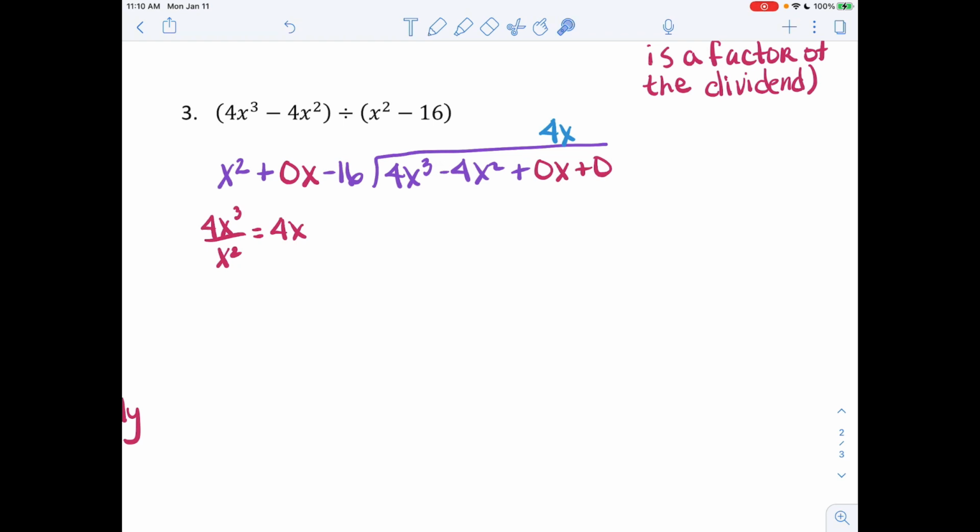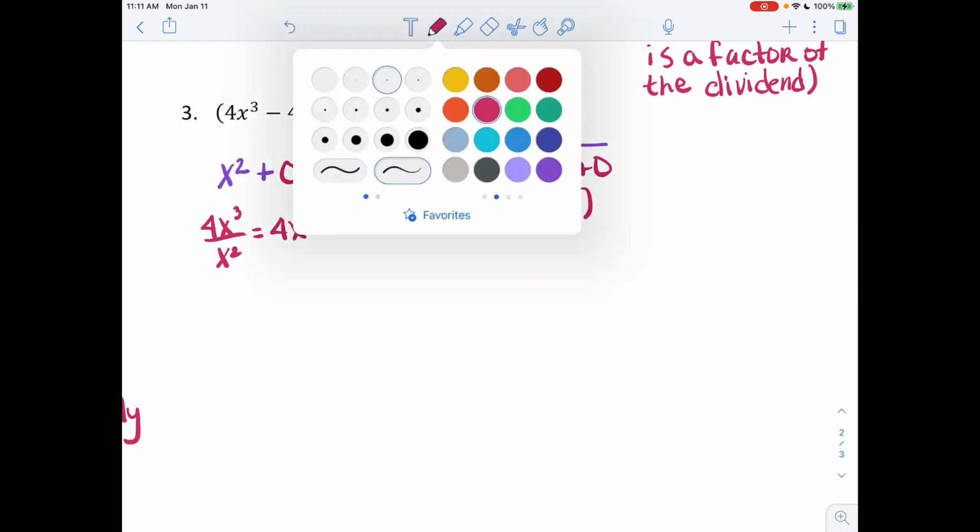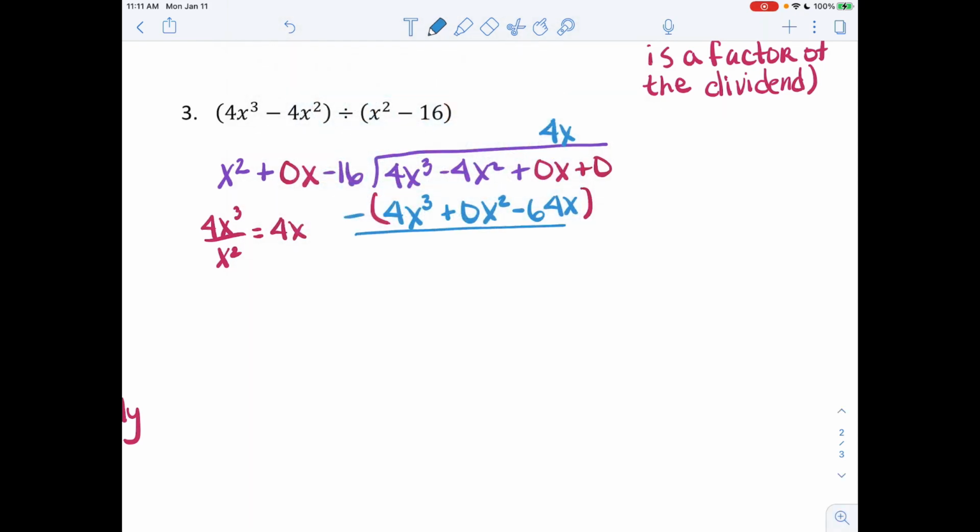Now I multiply 4x times every one of these terms. And so 4x to the third plus 0x squared. And then 4 times negative 16 is a negative 64x. And I'm ready to subtract the entire polynomial. Parentheses, please, to make sure that you subtract everything.